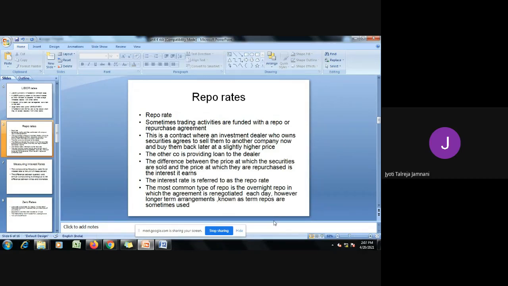So they need money immediately, and next day they can repay such kind of adjustments. And sometimes you have little longer arrangements of repo also. Those are called term repos because they're long term, 6 months, 8 months, 1 year. So we call them term repos. All these three are important because it can be asked as a theory question.